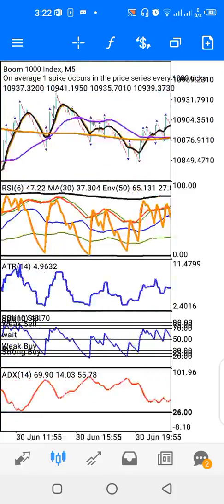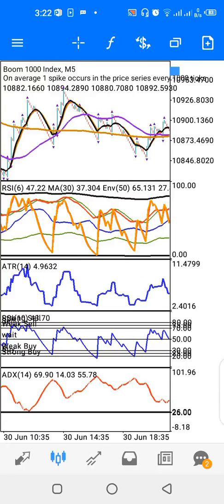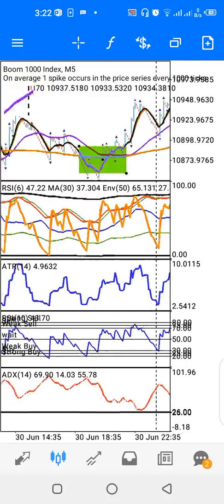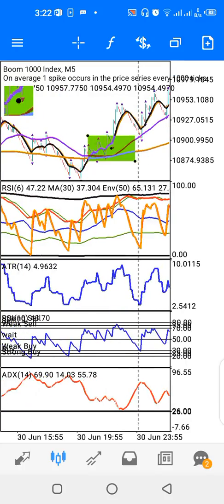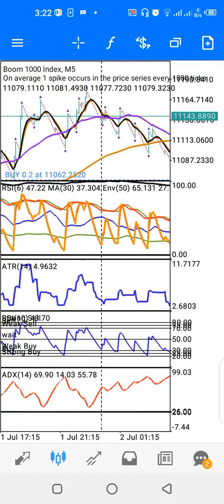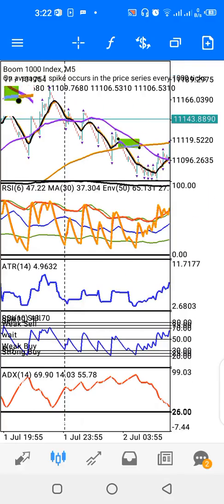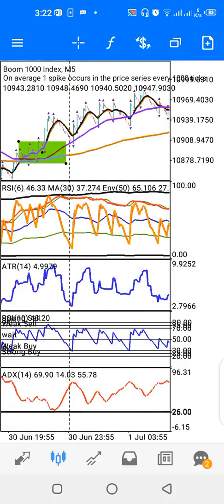Look at what happened here. You have a clear break here, but you have a dip here and another clear break here, and from there you can scalp and buy Boom 1000 until you have a reversal signal, which is here, that price may start to go down. So that's just the strategy. That's how to use the indicators on the main window.